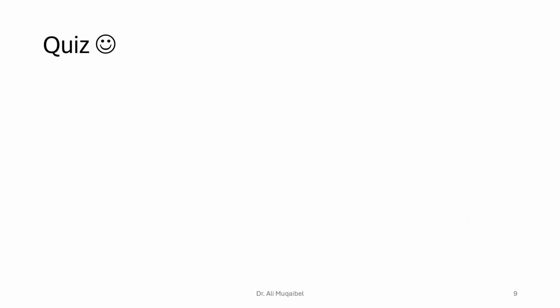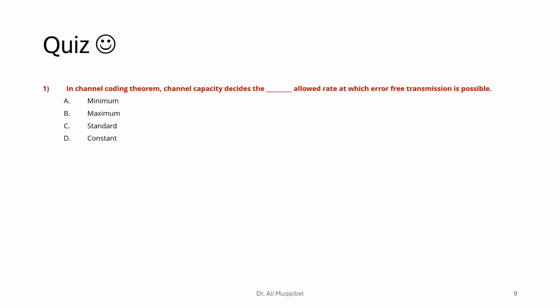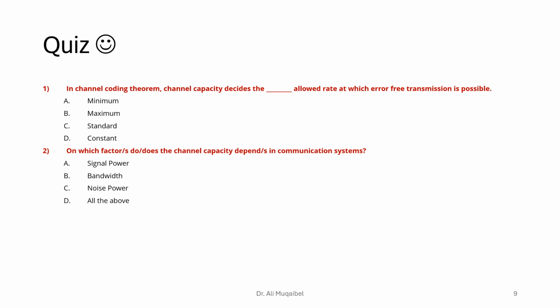Now let's conclude this part with a quick quiz. First question. In the channel coding theorem, channel capacity decides the blank rate at which error-free transmission is possible. The missing word is minimum, maximum, standard, or constant. Mark your answer in the comment section. For the second question, on which factor or factors does the channel capacity depend in communication systems? Is it the signal power, bandwidth, noise power, or all of the above?